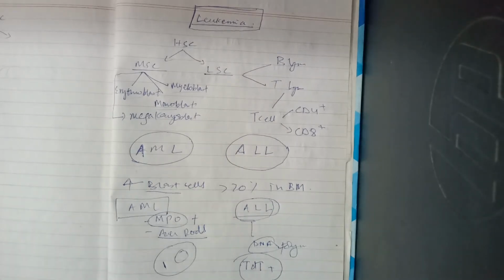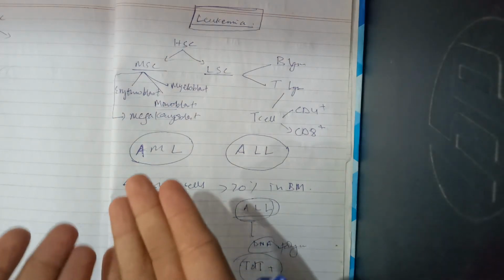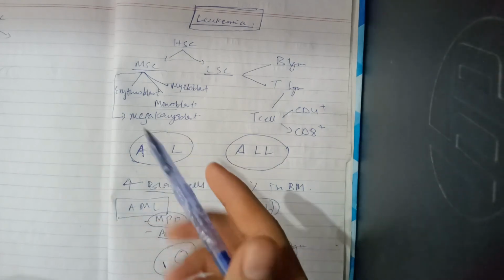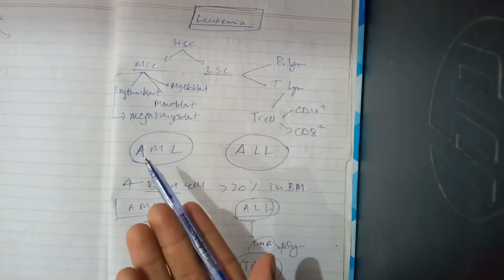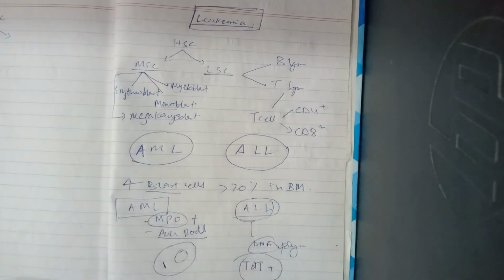So when these blast cells are present in such high numbers in the bone marrow, they will disrupt the normal hematopoiesis that is going on in the bone marrow. So in acute leukemia we'll have anemia, we'll have bleeding, and we'll have infections. These are due to certain reasons. Anemia will be because of the disruption of the erythroblast. The bleeding will be because of the platelets, and the infections will be because of the lack of neutrophils. It's very easy to remember.